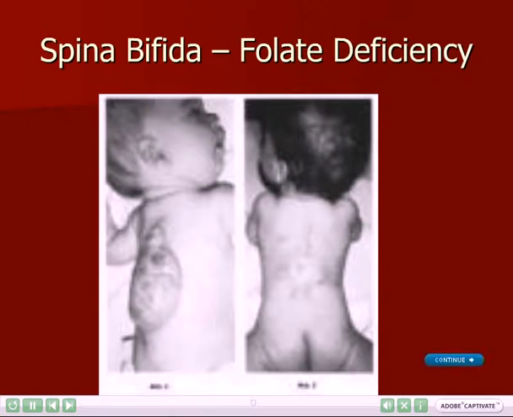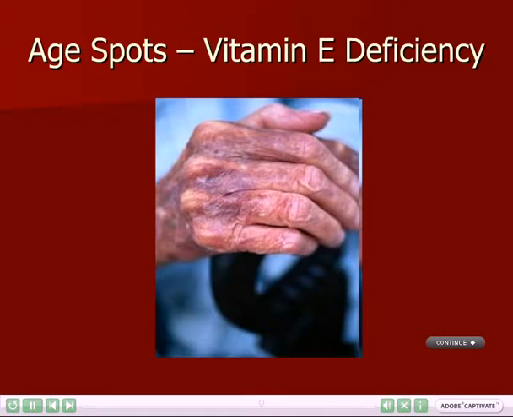Spina bifida is a disorder which is caused when the spinal cord doesn't develop properly during pregnancy. Spina bifida can be caused by a deficiency of folate. A condition in older people known as age spots can be linked to a deficiency in vitamin E.